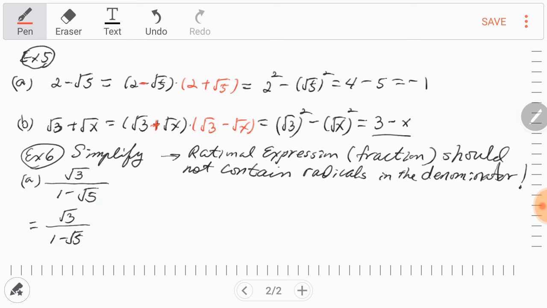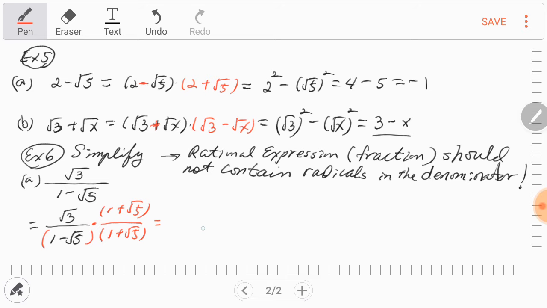Do you remember multiplying by the conjugate? If we multiply by the conjugate of the denominator, then there will be no radicals. So why don't we multiply both? Since we are multiplying the denominator by its conjugate, we have to also multiply the numerator by the same thing. Right, like this. So the conjugate of the denominator is 1 plus square root of 5. So multiply the denominator by this number, and then also multiply the numerator by the same expression.